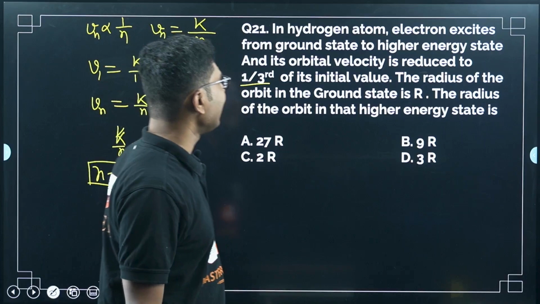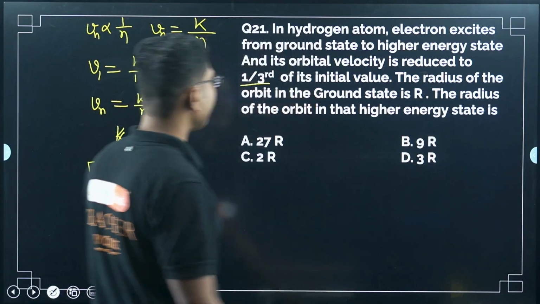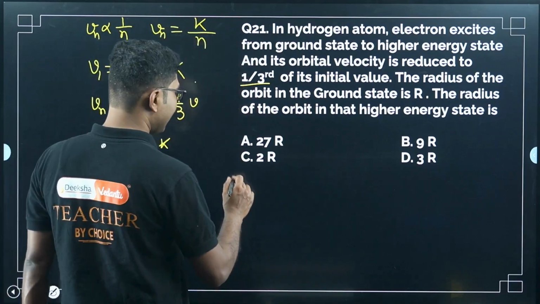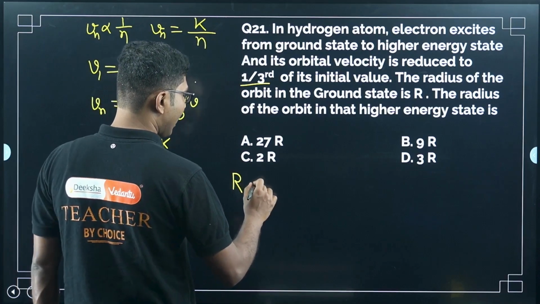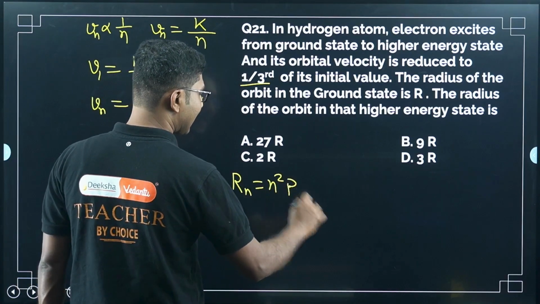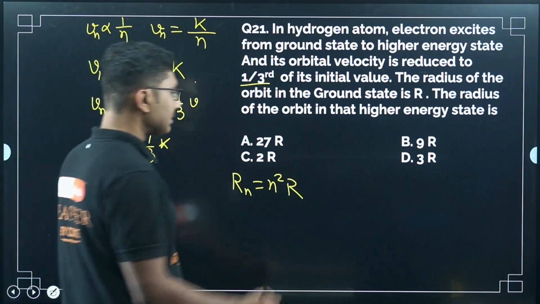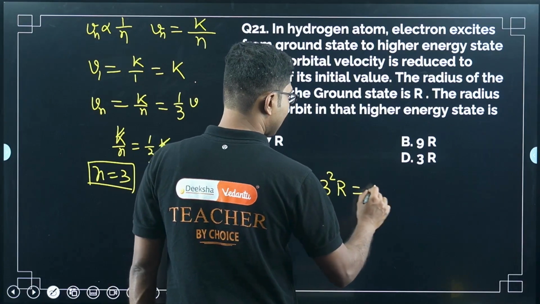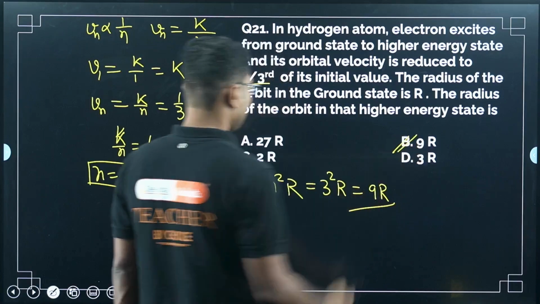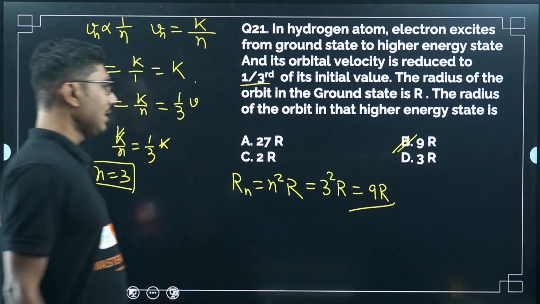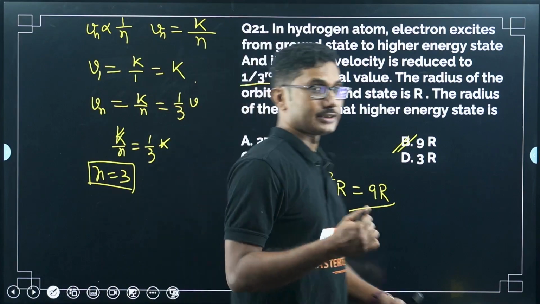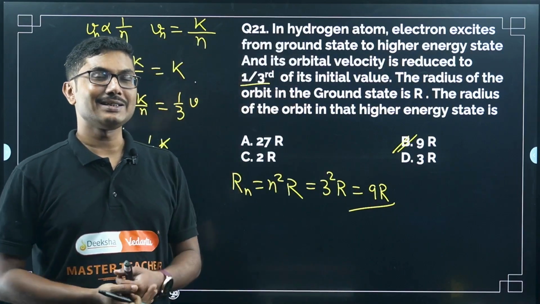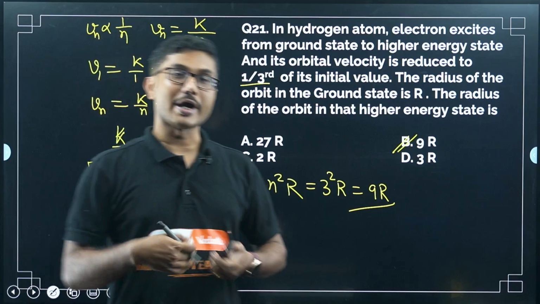Now they have asked you to find the radius of the orbit of the higher energy state, given that the radius of the ground state is r. The radius is directly proportional to n square, and in terms of the ground state we can write this as n square r. So n is 3, so 3 square r, which is 9r. 9r will be the correct answer. You should remember these two very important things: velocity is inversely proportional to the principal quantum number, and radius is directly proportional to the square of the principal quantum number.